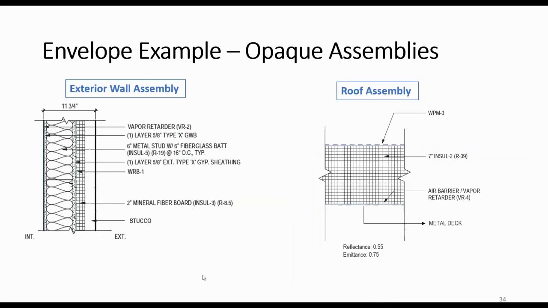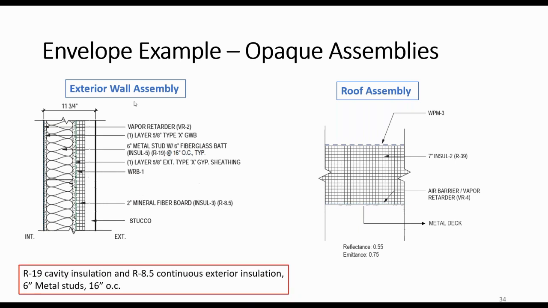All right, so here's our envelope example. So we've got an exterior wall and a roof assembly from a set of design drawings. And so we take a look at this and we pull the relevant information. So in the case of the exterior wall assembly, we note that we've got the vapor retarder, and then we've got additional layers, and then we've got an insulation layer, and we have R19 cavity insulation, and we can see these design drawings are nice and detailed, and that it tells us it's 16 inches on center, and there are 6-inch metal studs, so that's great.